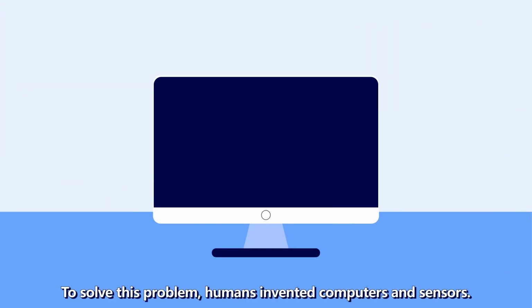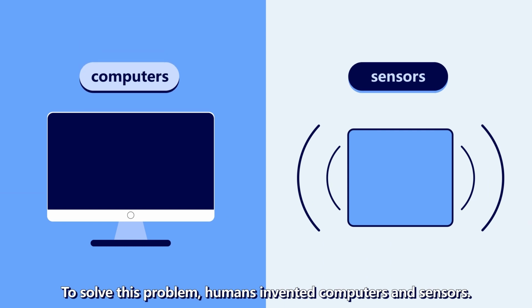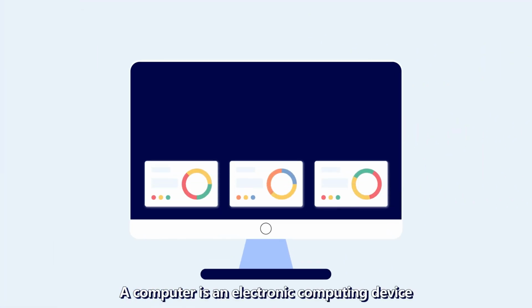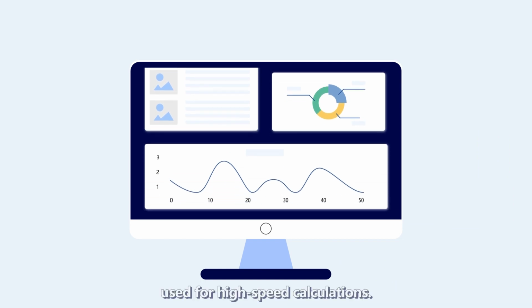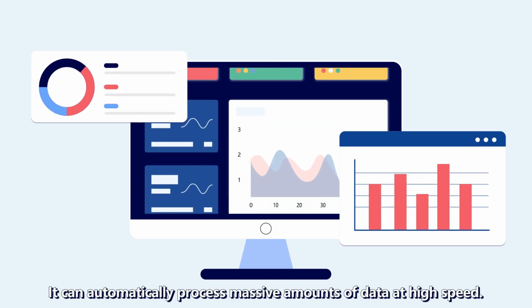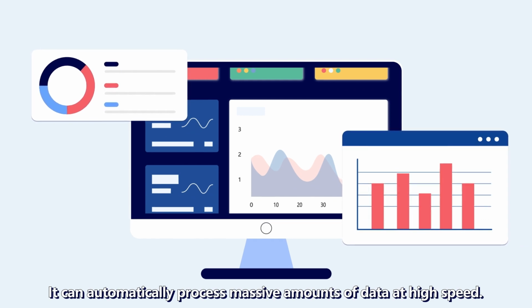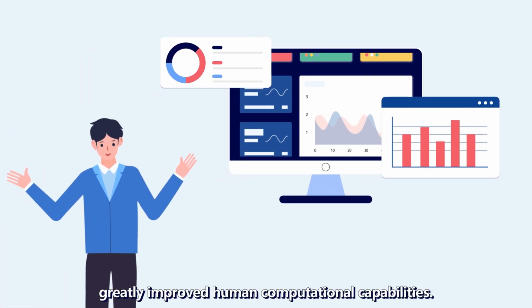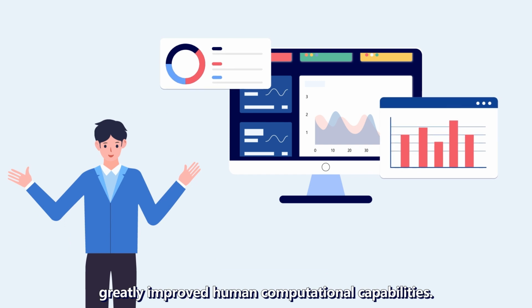To solve this problem, humans invented computers and sensors. A computer is an electronic computing device used for high-speed calculations. It can automatically process massive amounts of data at high speed. The invention of computers greatly improved human computational capabilities.